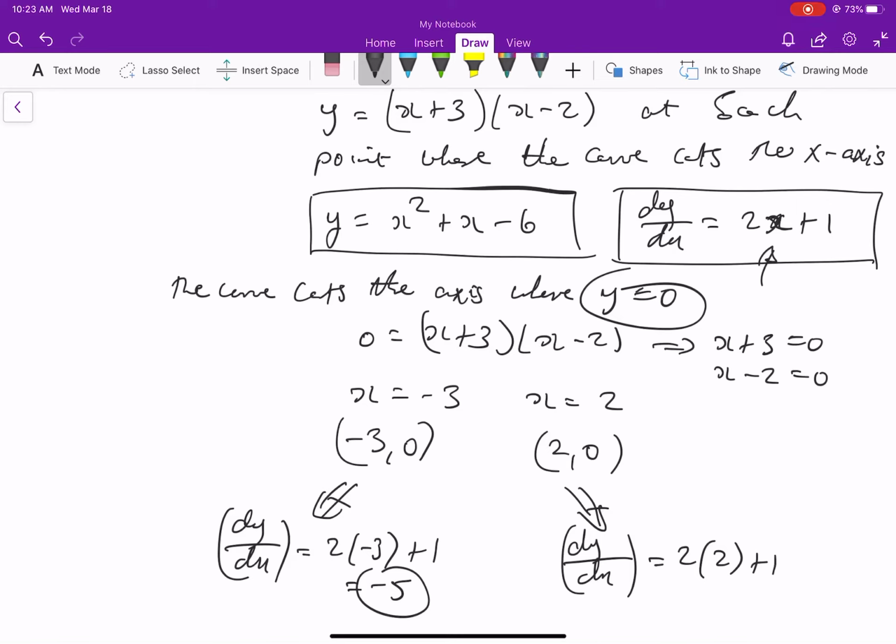Ooh, that's interesting. And the gradient here, dy dx, is equal to 5. Negative gradient, nothing wrong with having a negative gradient, nothing wrong with having a positive gradient either. So at those two different points, the curve has two different gradients, and you can find the gradient on that curve at any point that you so choose.